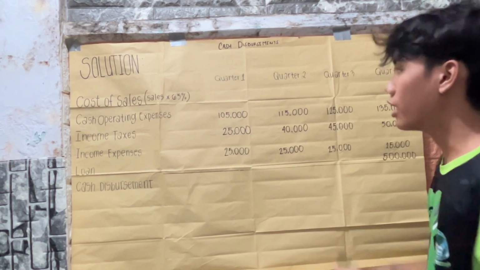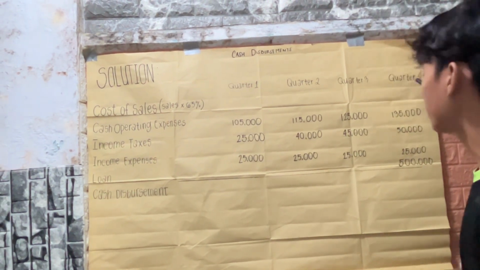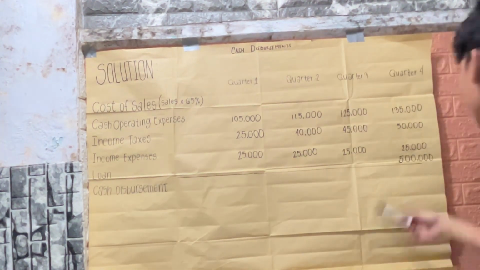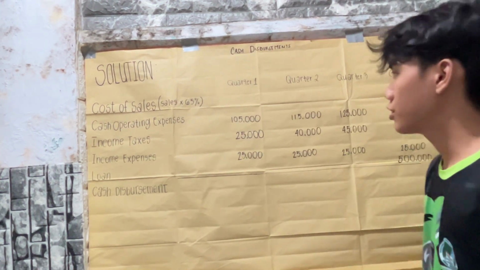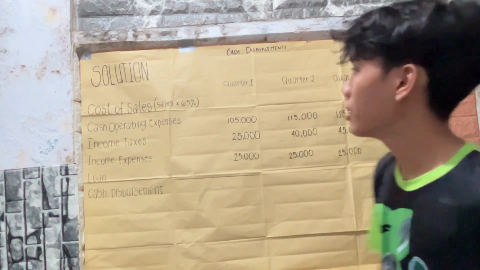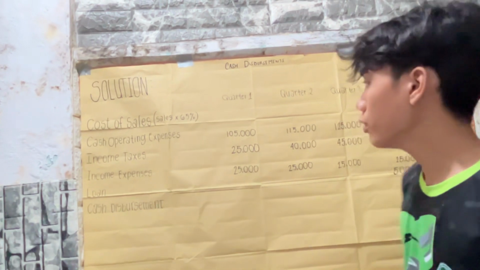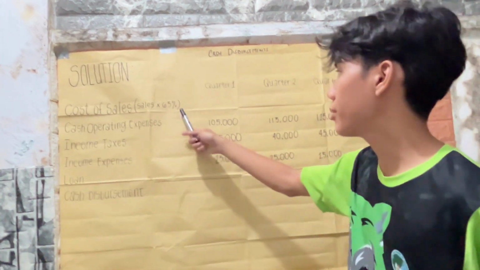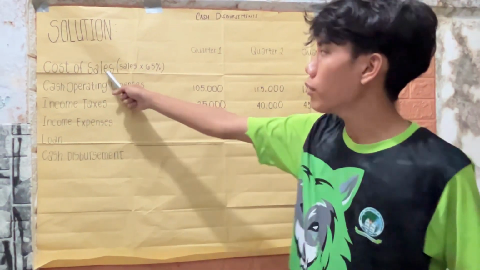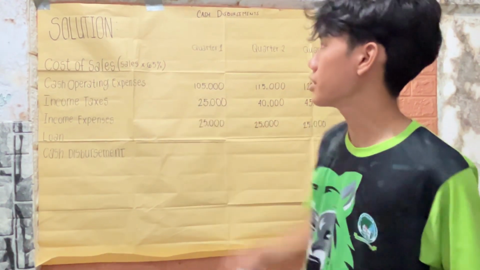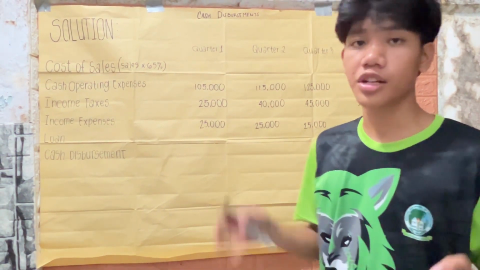Lastly, we will add the loan that is to be paid by the end of the year, which is the fourth quarter. So all of these values are already given by the problem. The only things that we have to solve are the cost of sales and the cash disbursements. So how do we get the cost of sales? 65% times sales. We will get the 65% of the projected quarterly sales from the cash receipts.